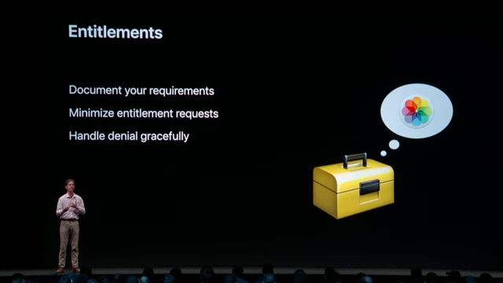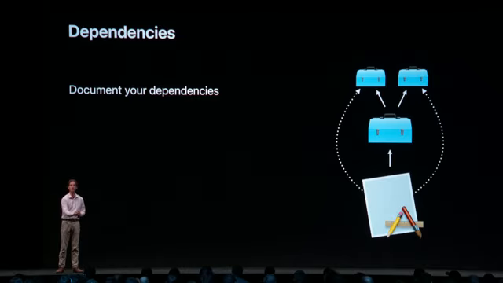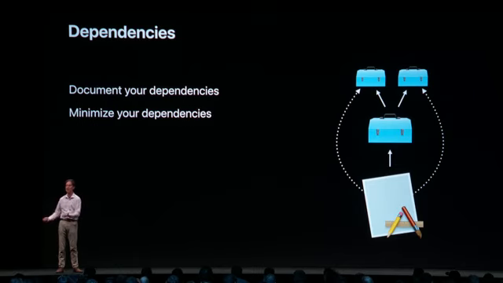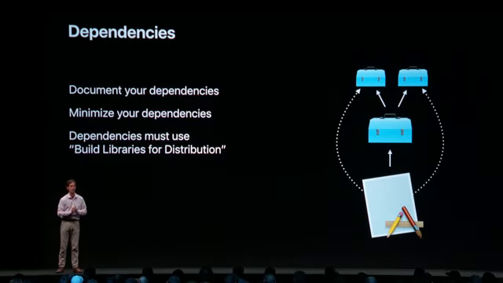Now, dependencies have a lot of the same concerns as entitlements, because like entitlements, your framework's dependencies become the application's dependencies. And so again, you should start off by documenting them so that a potential client knows what they're signing up for. And you should minimize your dependencies so that you're asking less of your clients, less in extending trust, and even practical matters like the code size taken up by your dependencies. And finally, all of your dependencies do have to be built with the Build Libraries for Distribution build setting in order to get that binary compatibility guarantee that we talked about.